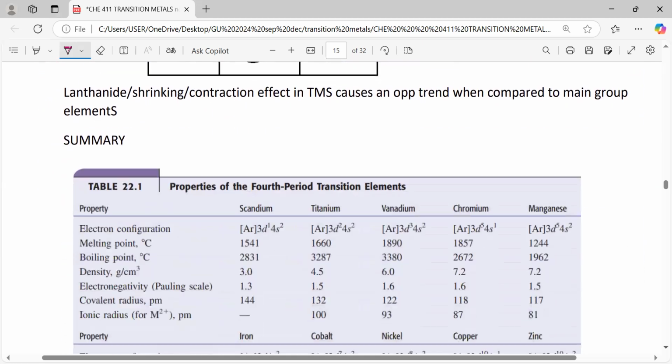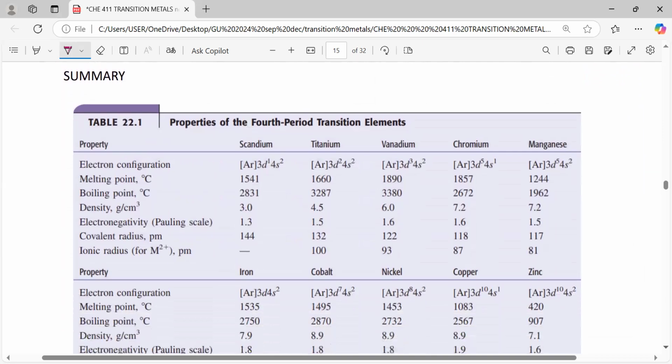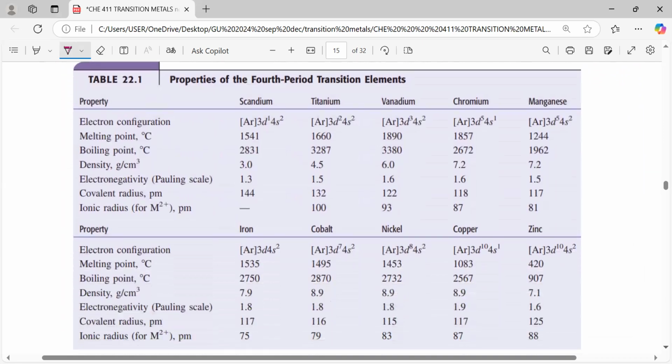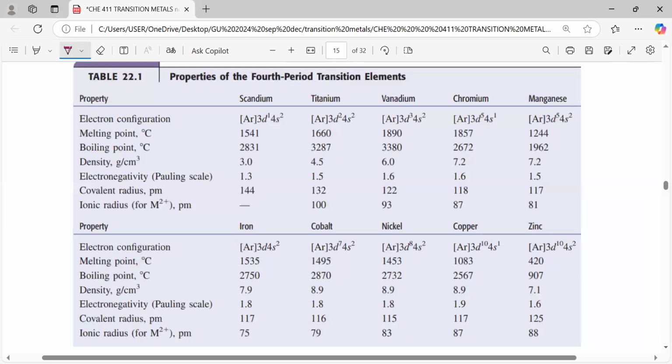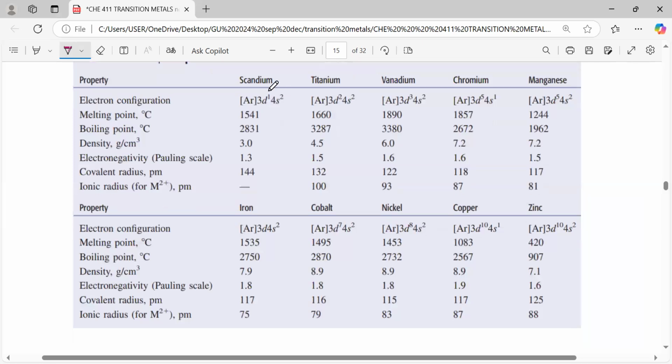I've summarized it there, and we see a table summarizing all the properties we've just studied. We can see the configuration there, and after the configuration, we see the melting point, the boiling point, the density, and we see those trends, and we should be able to explain them. Then what about covalent radius? We can see the covalent radius, and again, we should be able to explain that trend.